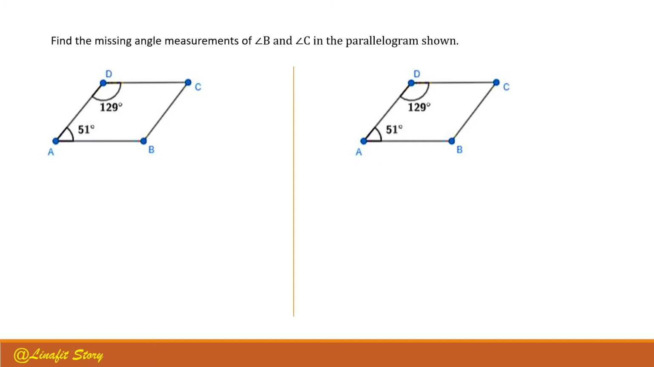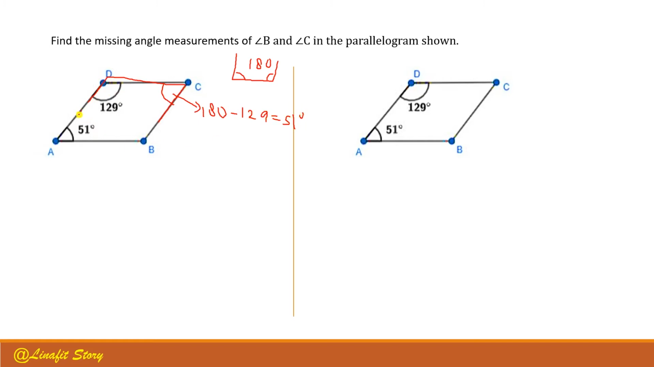Find the missing angle measurements of angles B and C in the parallelogram shown. There are 2 methods to solve this question. So first is here. The sum of angles of a C shape is equal to 180 degrees. This is a C shape. So angle C is equal to 180 minus 129, which is equal to 51 degrees.